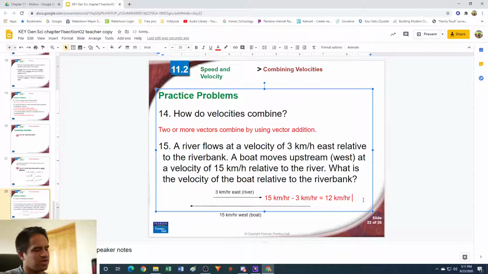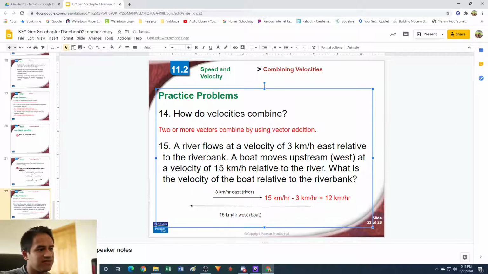And of course, we have to include a direction. So what direction is the boat going to look like it's traveling in? Well, originally it looks like it's traveling west at 15 kilometers per hour. The river's pushing on it east. The boat's still going to be traveling west. It's just going to be traveling slower because the river's slowing it down. So our final answer is going to be 12 kilometers per hour west, because that is the direction that the boat is traveling in. Okay, that is our answer. That's how fast the boat's going to look like it's moving relative to the riverbank, because the river's slowing it down. So, okay, hopefully that made sense. Just some basic vector addition, vector subtraction.